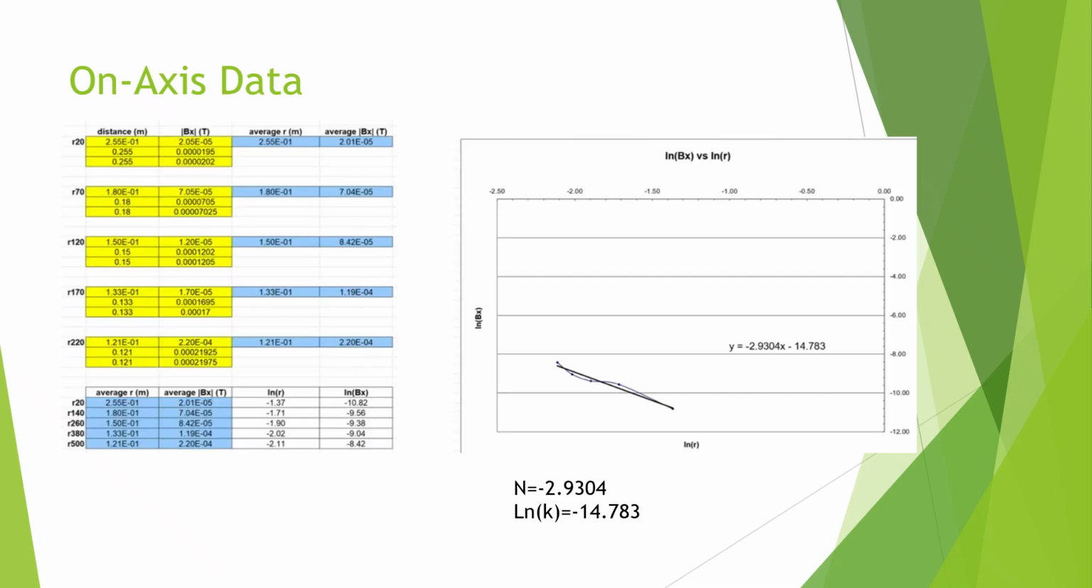For the on-axis data, it's found here with all the distances, and this is from the 20, 70, 120, 170, and 220 microteslas. And this data can be plotted here, and then the line of best fit can be made from that plot. And in this line of best fit, n equals negative 2.9304, and the natural log of k equals negative 14.783, and you'll see why these numbers are important later.